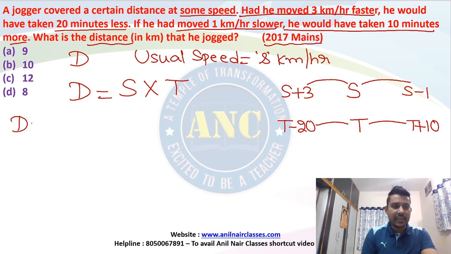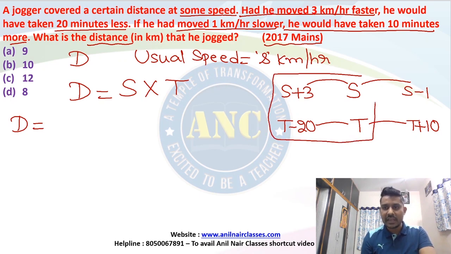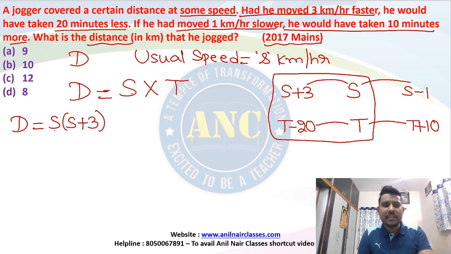Now, if I take the first two parameters at a time, I will create an equation. That means distance is equal to speed into time. Now, there are two speeds in the first two cases. One is S, another one is S plus 3. Just multiply them. And when you multiply the speeds, divide by the difference between the speeds. S and S plus 3, what is the difference in speed? It is 3. Divide by that.